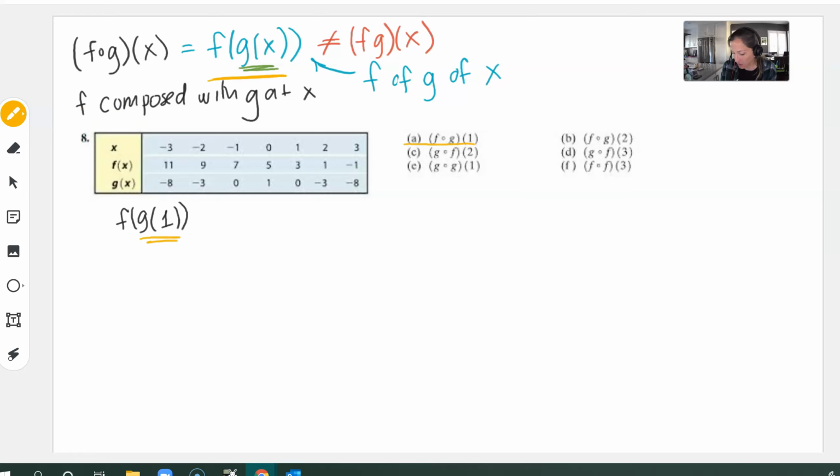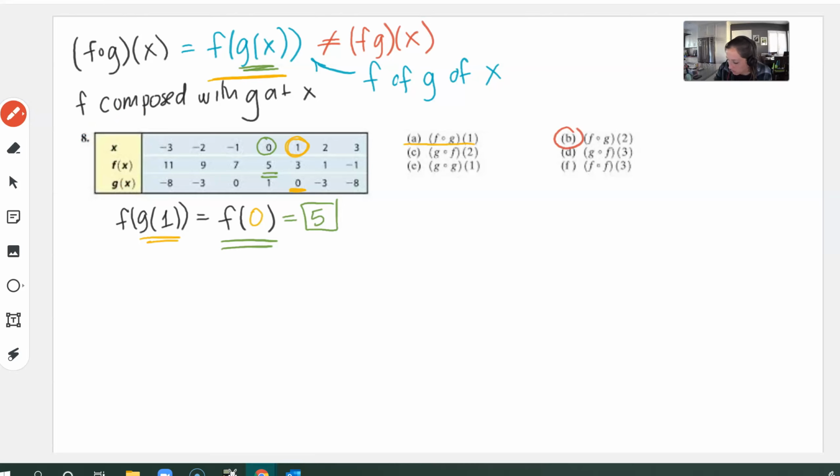The first thing we do is deal with the innermost piece, which is g of 1. That just means what is g when x is 1, the output. Where x is 1, g is equal to 0. Now we can replace that: f of g of 1 becomes f of 0. With an input of 0, the output for f at 0 is 5. That is how we can do this using a table. Feel free to try B on your own.